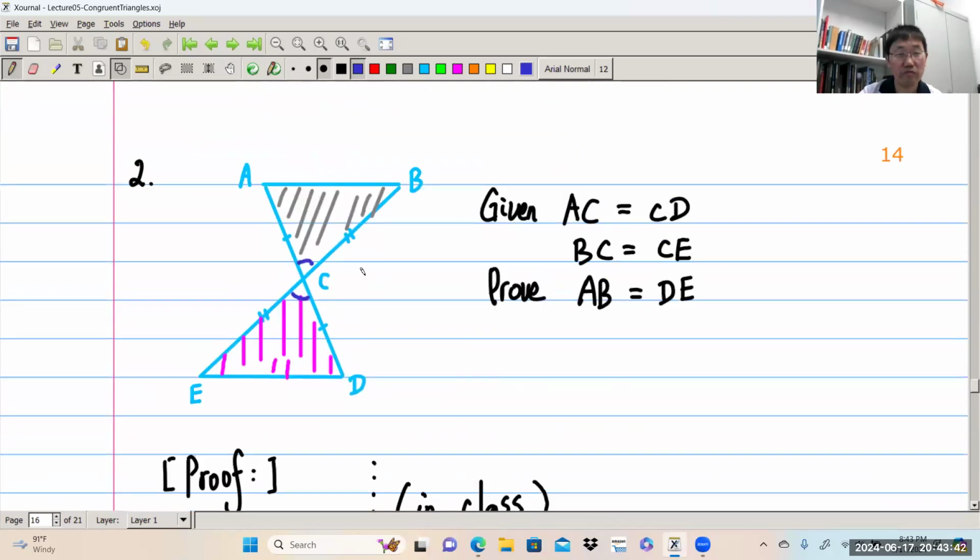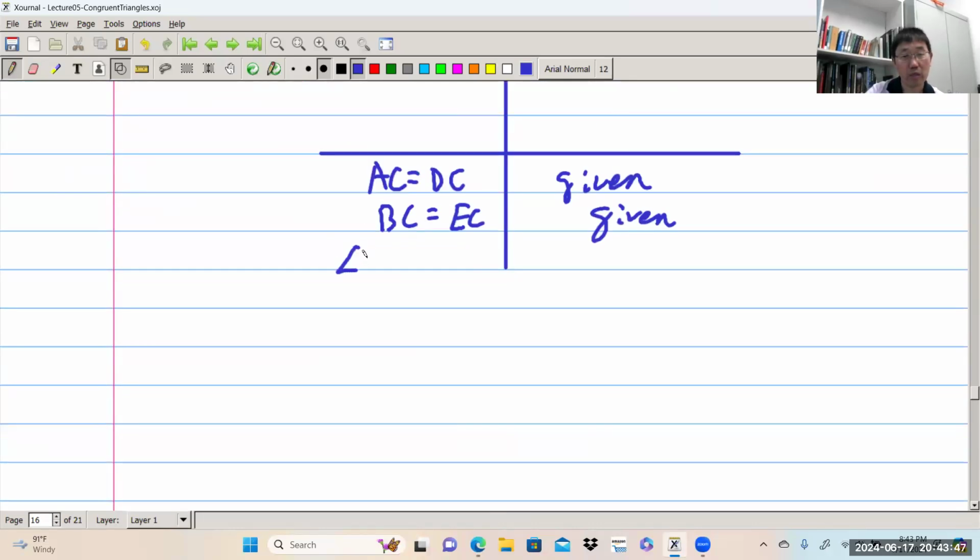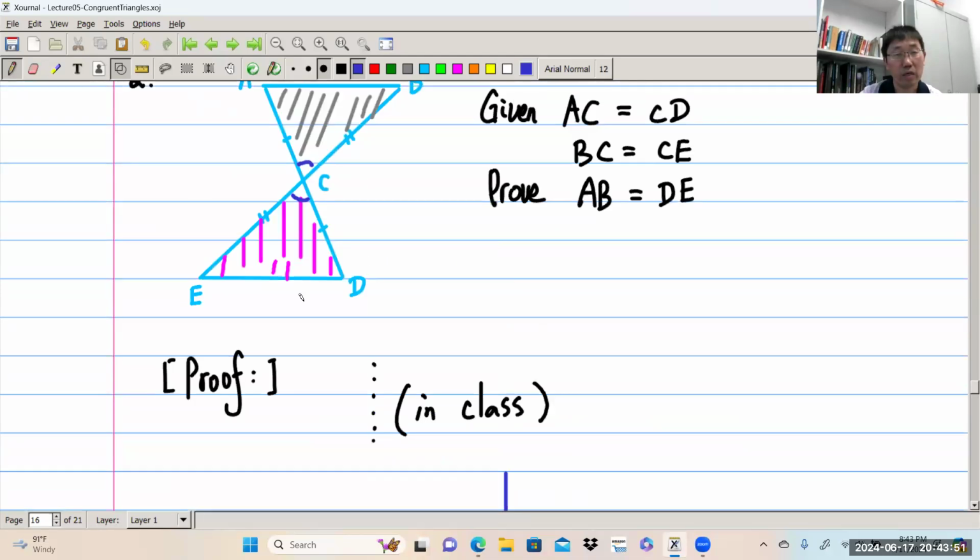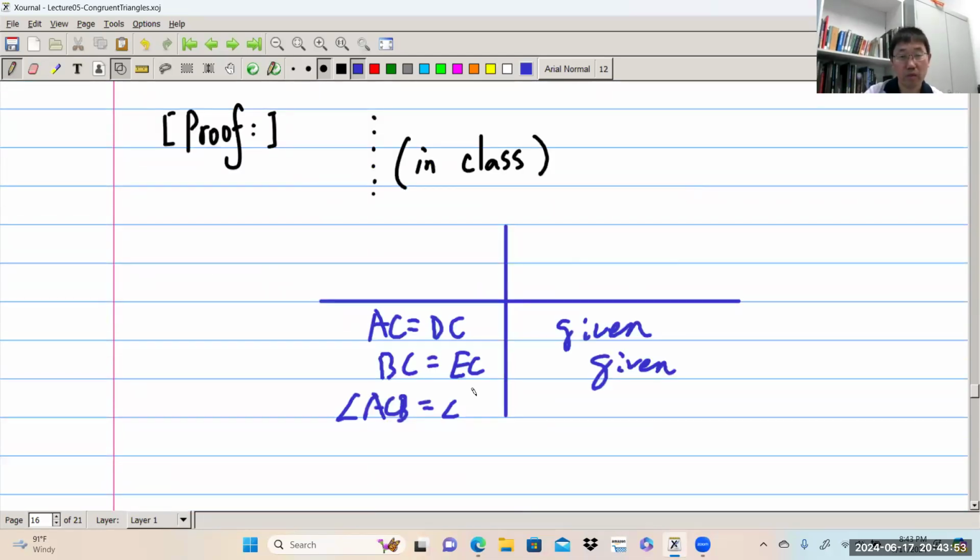Then you can use vertical angles. You say angle ACB has the same measure as the angle DCE. The reason here is vertical angles.